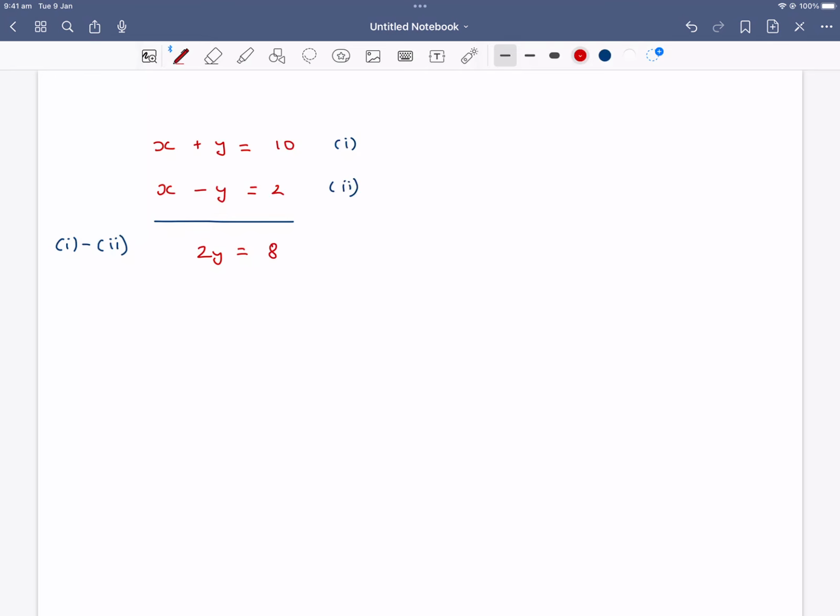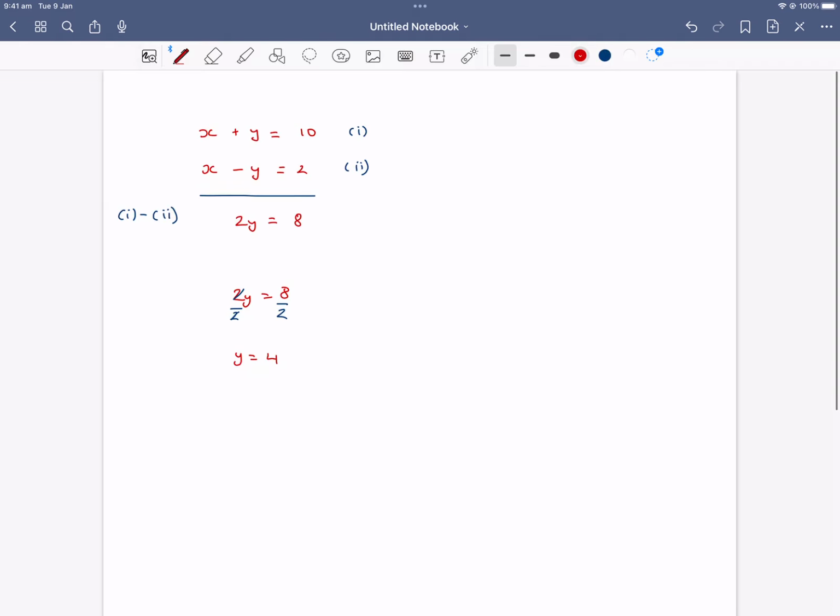So 2y equals 8. And to get rid of the 2, we just want y by itself. You're going to divide both sides by 2. And that just leaves the y. And 8 divided by 2 is 4. So that tells me y is 4.